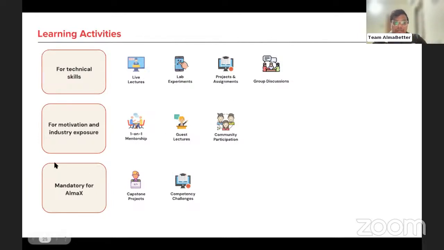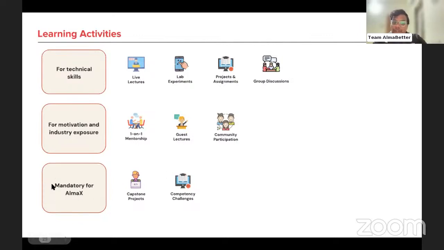Okay. For motivation and industry exposure, we have one-on-one mentorship and guest lectures from top companies. Like Siddharth is from Myntra. He's leading a data science team at Myntra. So we'll bring so many guest lectures from top industry experts. We also have community participation where you solve problems of other students and get rewarded for that. All these things take place in our community and are mandatory for Alma-X.